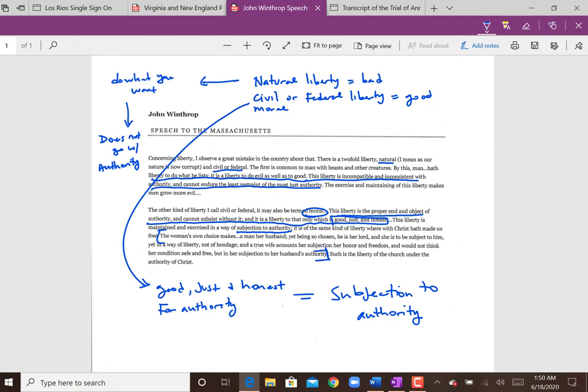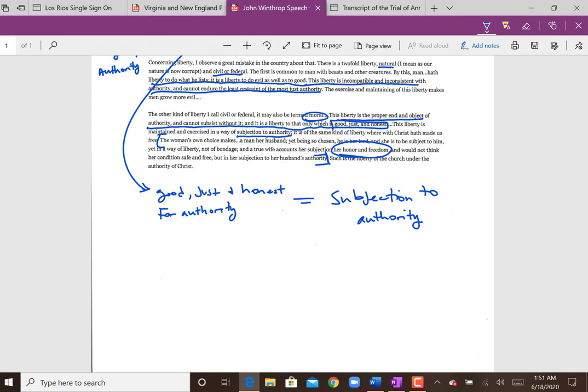So, right, that's this idea that they're comparing it to people's willingness to be subject to Christ's authority, to God's authority, and saying it's the same as for women. Women have the liberty to choose, and they choose to marry their husband and be under his authority. And they don't see that as bondage, but an honor and freedom, right? So it's interesting, but it does show, again, this expectation of being under husband's authority. And the idea that you are to follow it because you willingly chose to do so, and that being under your husband's authority is honor and freedom.